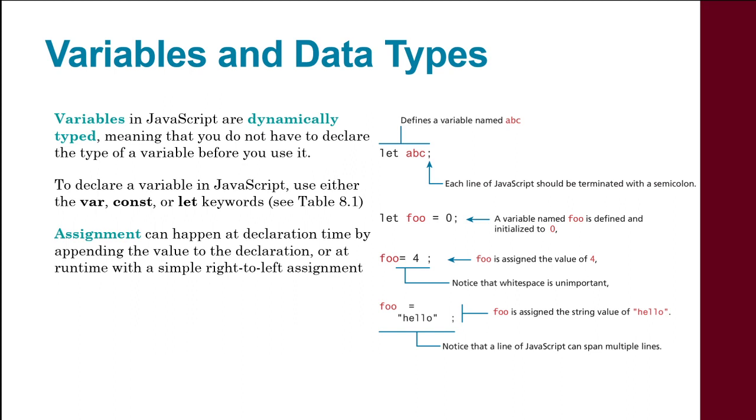So the next one is setting foo to 4. In JavaScript, white space doesn't matter. You can have extra spaces in there. It's all good. And then the last one, so we change it from a 0 to a 4. Those are both numbers or integers. The last one, we set foo to hello.